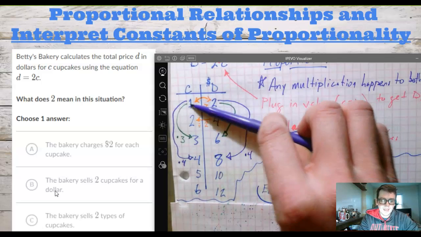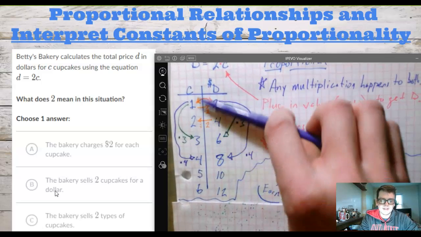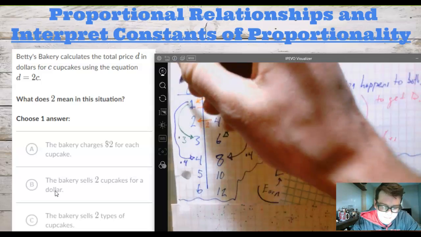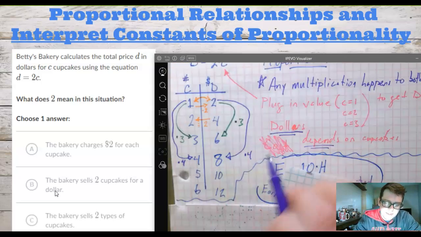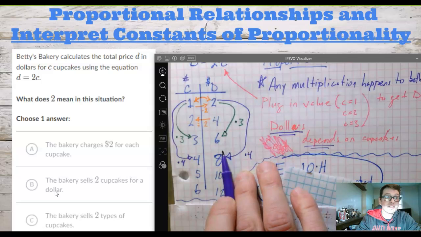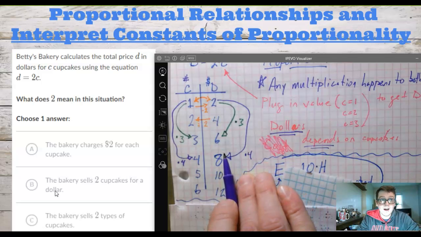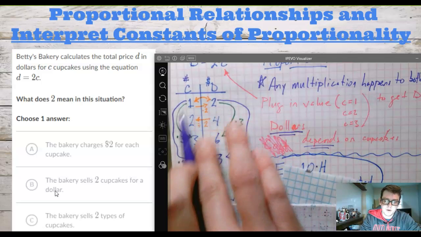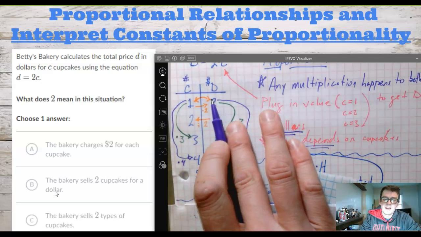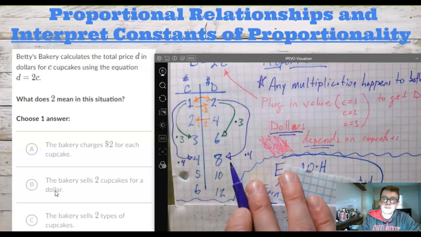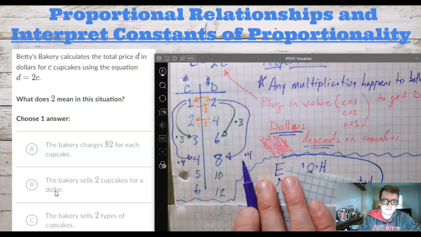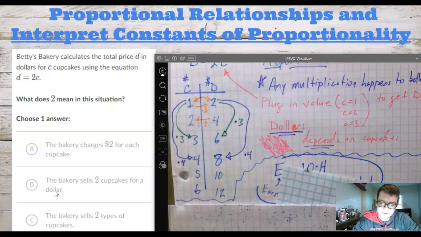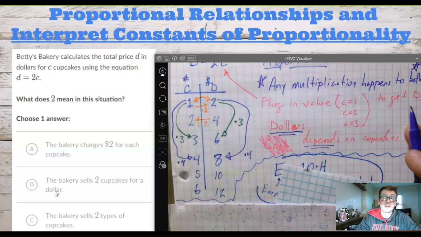If I do anything on the left-hand side to the number of cupcakes, the same thing happens on the right-hand side to the dollars, right? So if I triple the number of cupcakes, I triple the cost. If I quadruple the number of cupcakes, I quadruple the final cost in dollars. So that's what this note right here means: any multiplication happens to both. If I multiply the number of cupcakes, I also multiply the price.